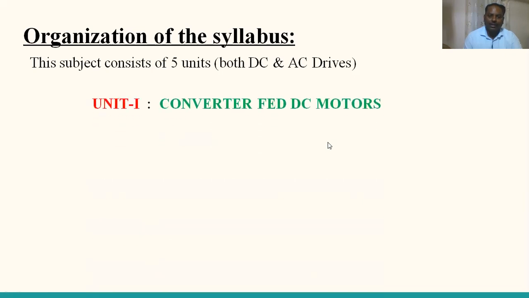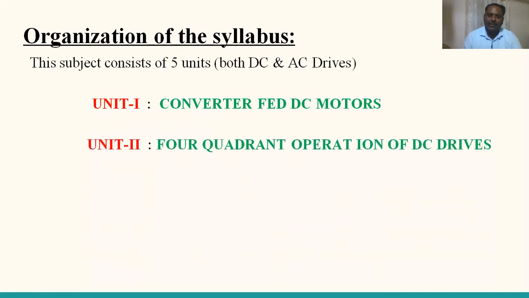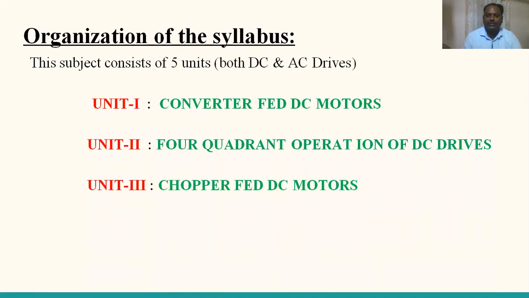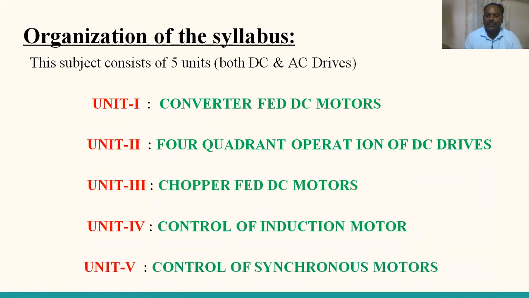In unit 1, it is the converter fed DC motors. Unit 2 is the 4-quadrant operation of DC drives. Unit 3 is the chopper fed DC motors. Similarly, in unit 4, it is the control of induction motors, and unit 5 is the control of synchronous motors. So this is the actual content of the syllabus for the undergraduate students.